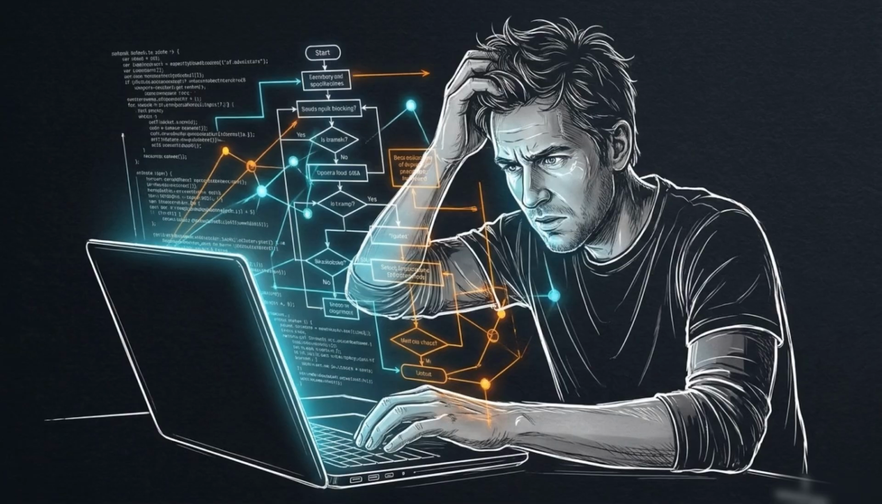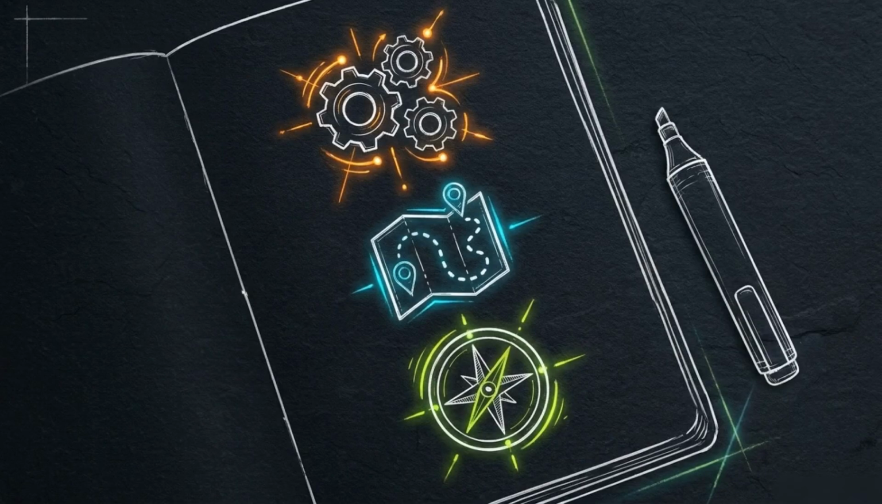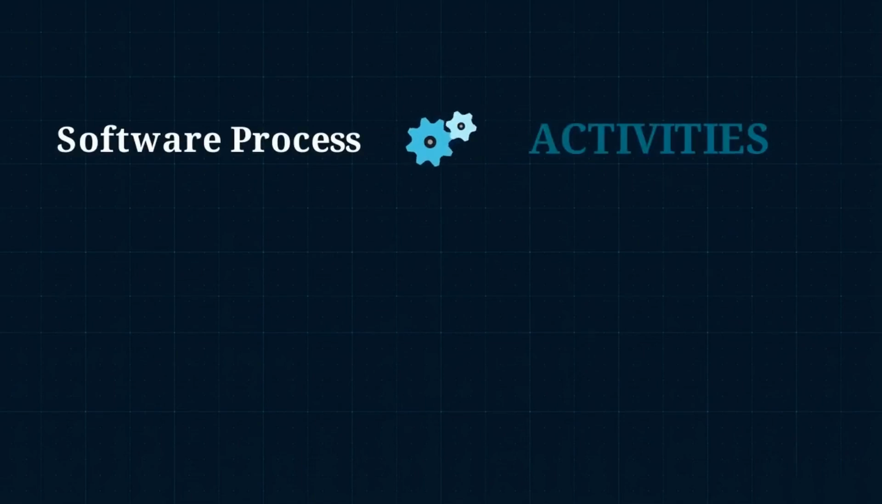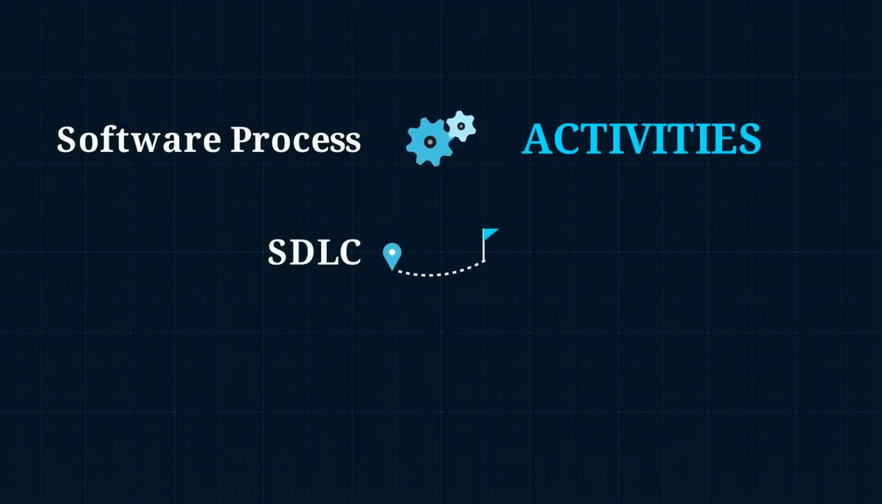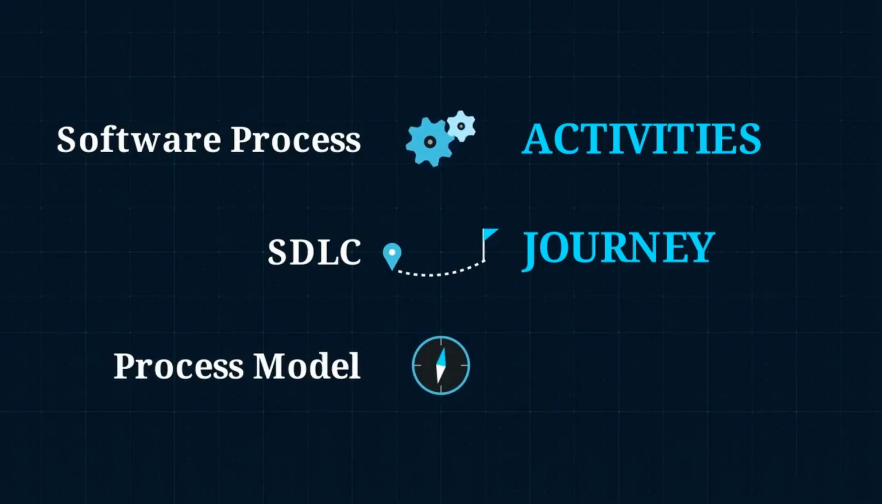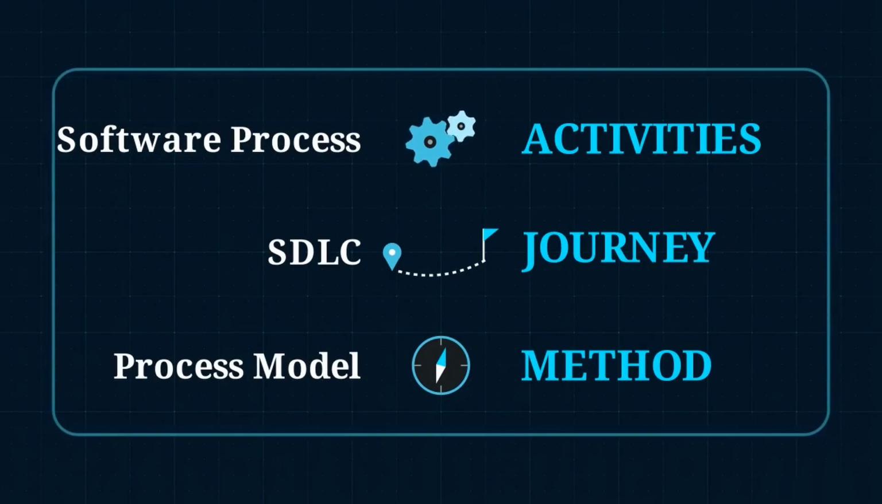Before we move forward, let's clear up a common roadblock for beginners. It is very easy to mix up 3 terms: software process, SDLC, and process model. Here is a simple visual to keep them separate. The software process just asks what activities are being done. The SDLC is the complete journey, from the first idea to long-term maintenance. And the process model is how that journey is performed.